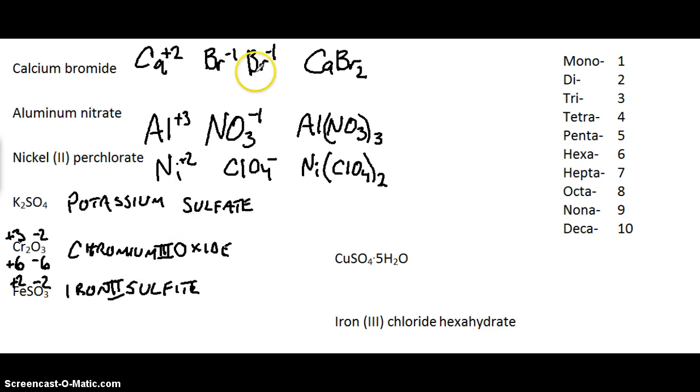Okay, so this is generally how you would write a formula, getting them to add up to 0, and this is how you'd write a name. Your big question when you really do the name is, do I need a Roman numeral or not? And you can look in various sources. I have my students look at their periodic tables, which list the different charges that are available.